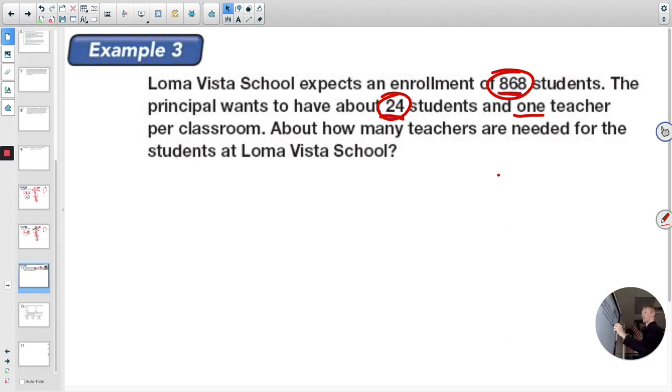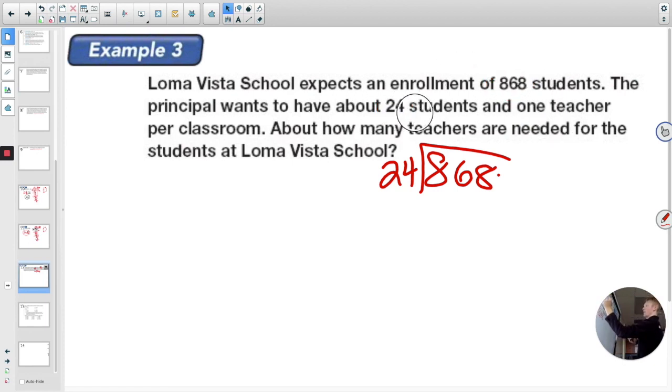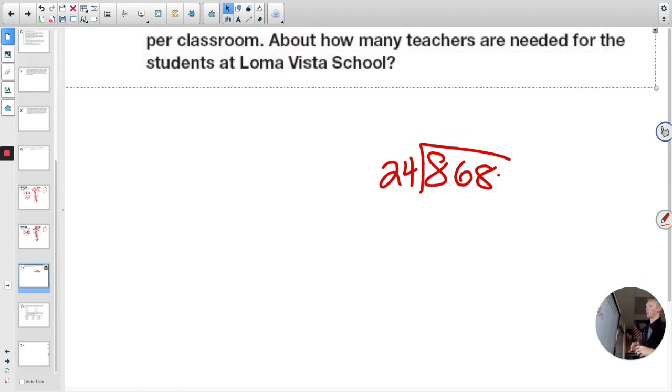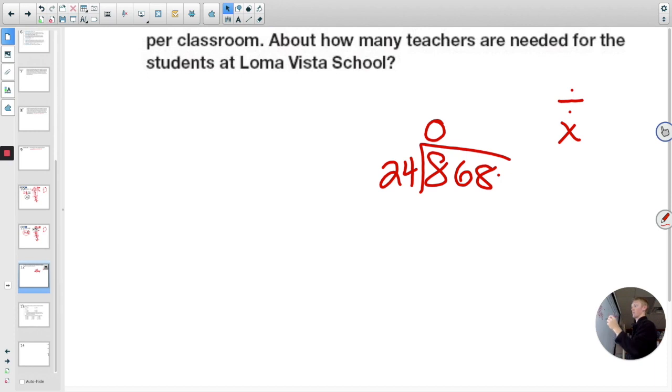So 868 divided by 24. Let me move this out of the way. All right, now I have a little bit more space. So divide: 8 divided by 24, can't do it. 0. Multiply. 24 times 0 is 0. Subtract. Gives me 8. Bring it down.